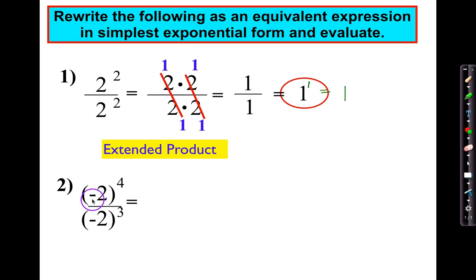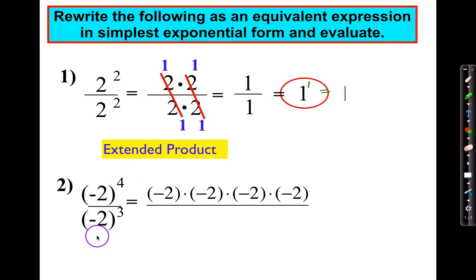Oops, got ahead of myself. Now here, what is being raised to the 4th power? It is a -2. And how do I know it's a -2? Because the base is surrounded with parentheses and just the base alone. So I'm going to go ahead and repeat the base of -2 4 times. And then in this case, repeat the base of -2 3 times.